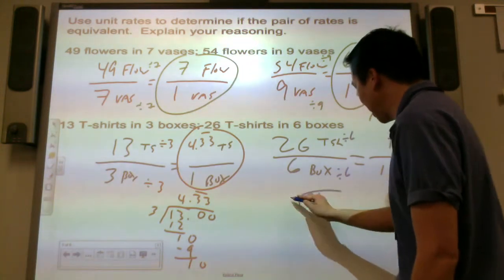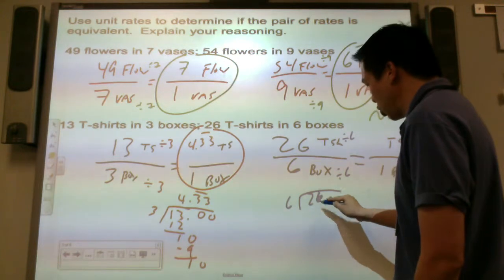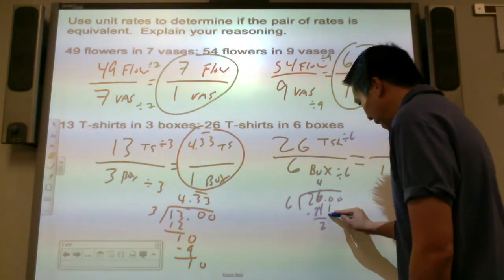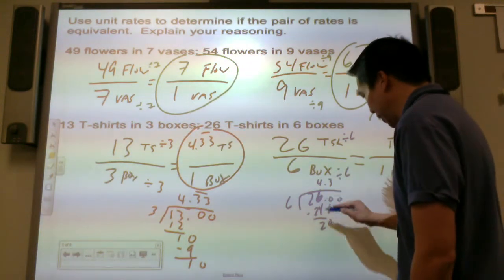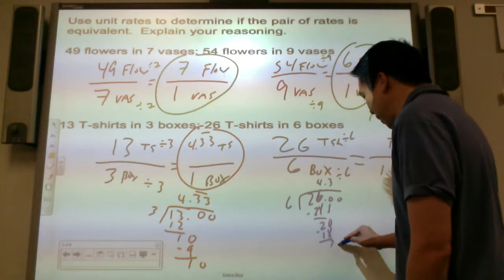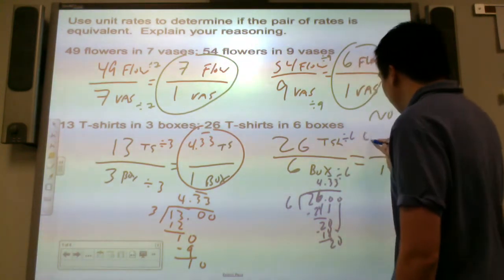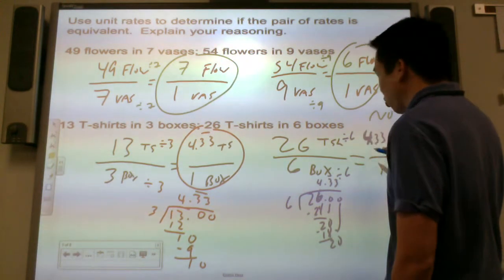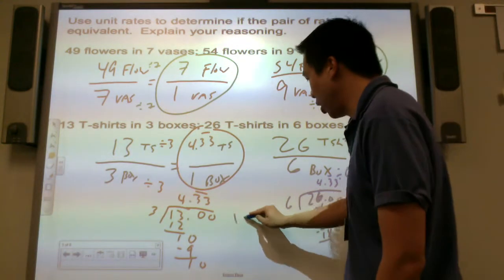26 divided by 6. Let's add some zeros here. How many 6s go into 26? 4 times. Bring down the 0. How many groups of 6 go into 20? 3 times. Hey, you know what? I think they are going to be equivalent. So it's 4.33, or if you round it, about 4 t-shirts per box. So are they equivalent? Yes, they are.